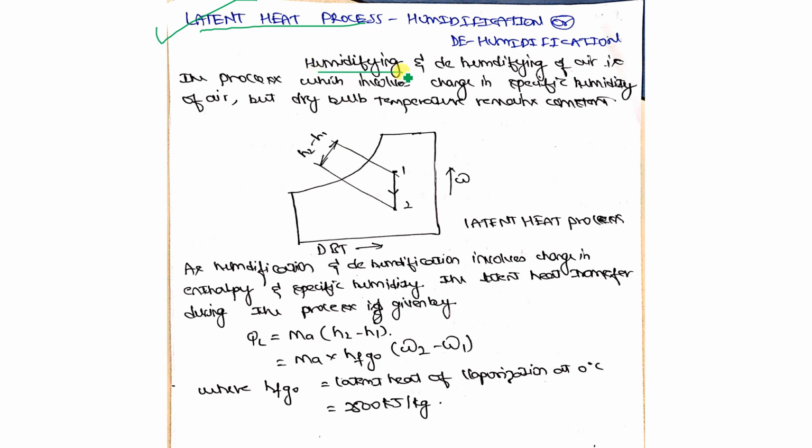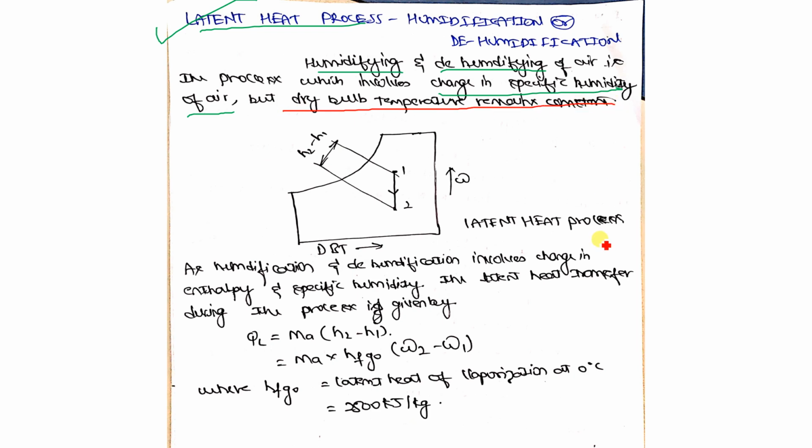Dehumidification, in the sense you are removing the moisture content from the air. All this process can involve change in specific humidity. Definitely you are changing the moisture content, in the sense you are changing the specific humidity of that particular substance, but subjected to the condition that the dry bulb temperature remains constant. So, if you can observe this particular process here.